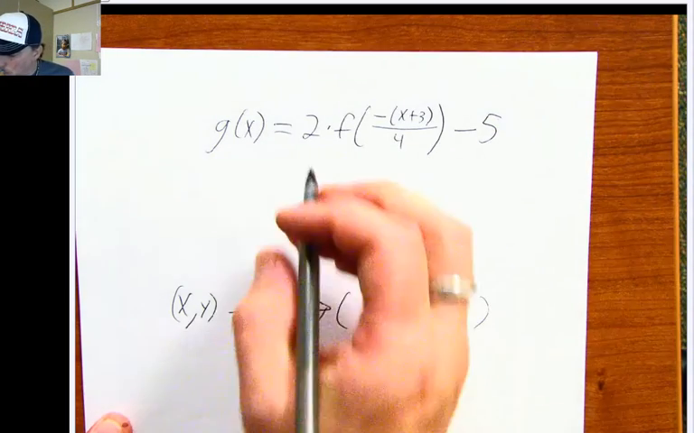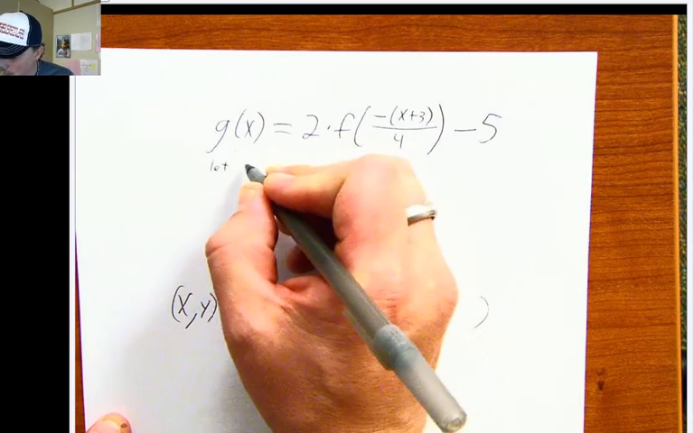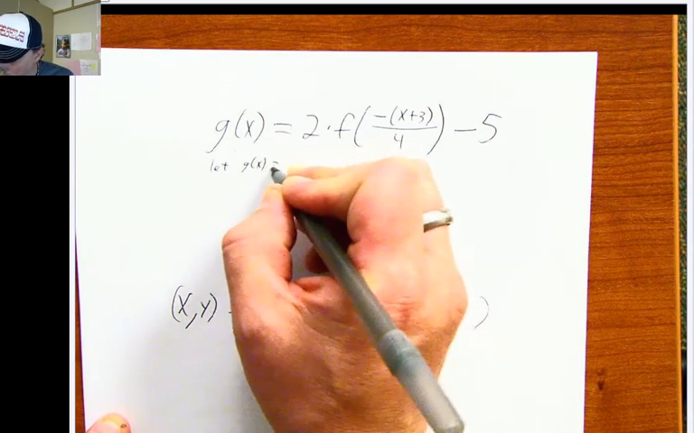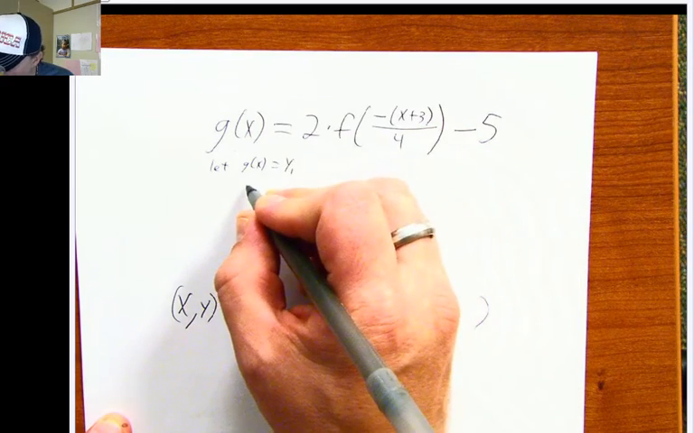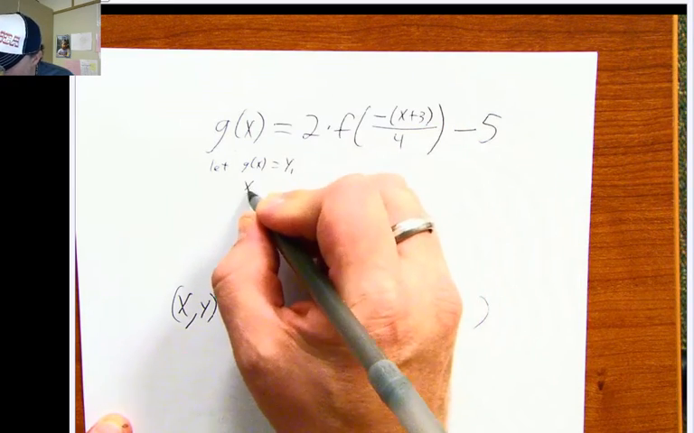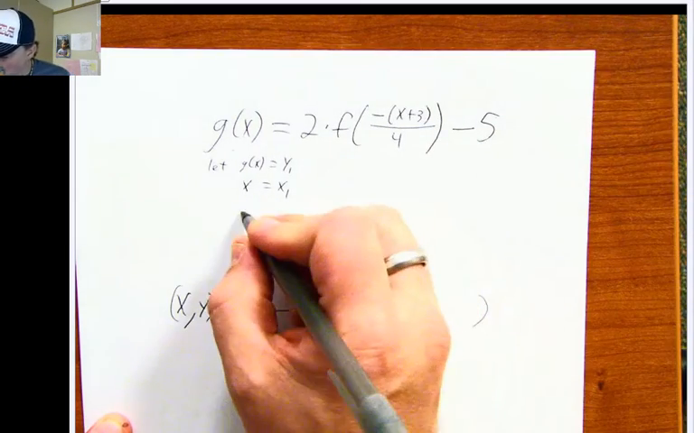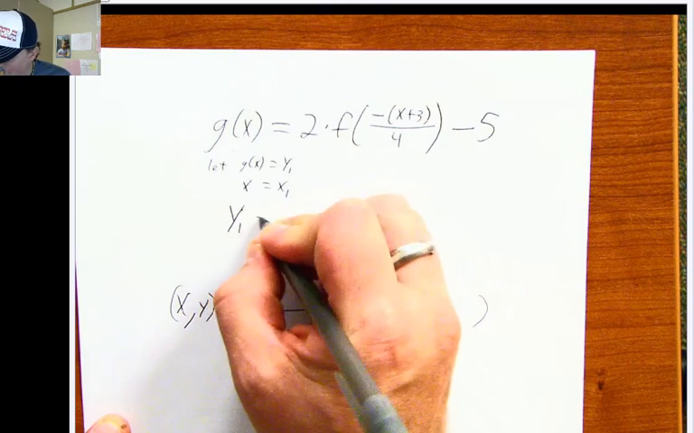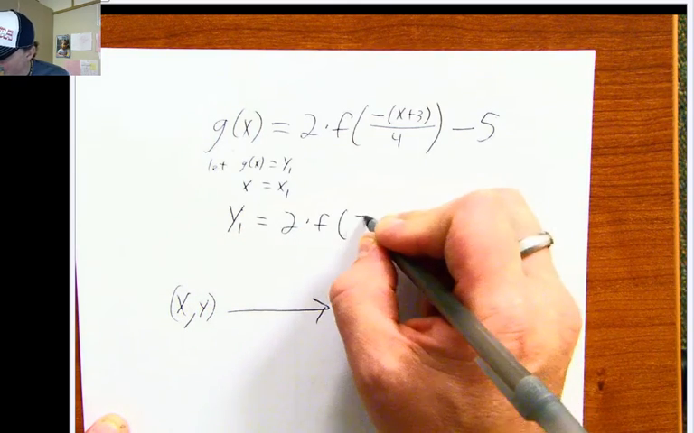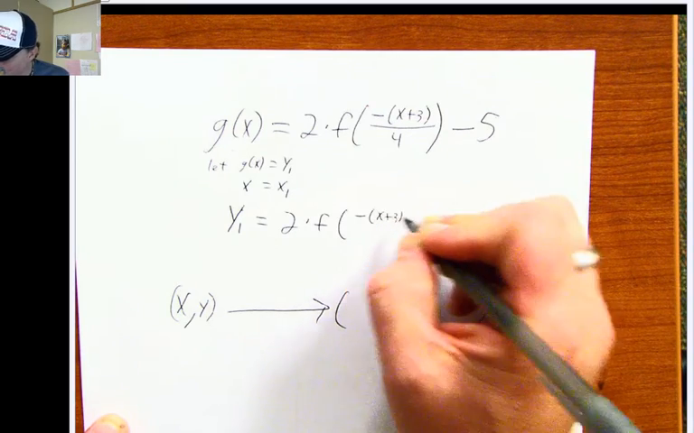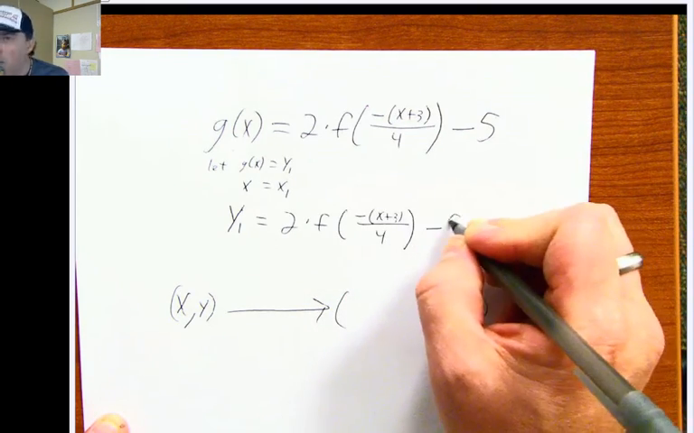Well, this is what I'm going to do. I'm going to change g of x. I'm going to do a couple let statements. I'm going to let g of x equal y1, and I'm going to have x be equal to x1. So that would make y1 equal to 2 times f of negative parentheses x plus 3 over 4 minus 5.